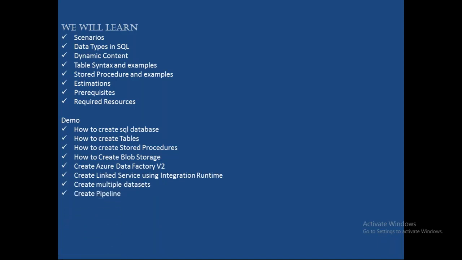If you want to use multiple activities or multiple tasks, you can put them in a pipeline one by one. If you want to execute them or execute them in parallel, everything you can define in the pipeline. Next, you can debug pipeline and run pipeline.